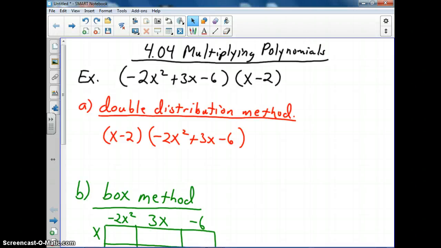Okay, so today, here's what you're doing. You have to multiply this polynomial by that polynomial. Once again, it's very, very old stuff. We've seen this all before. There are 3 ways you can multiply 2 polynomials. We're going to go through all 3 of these.